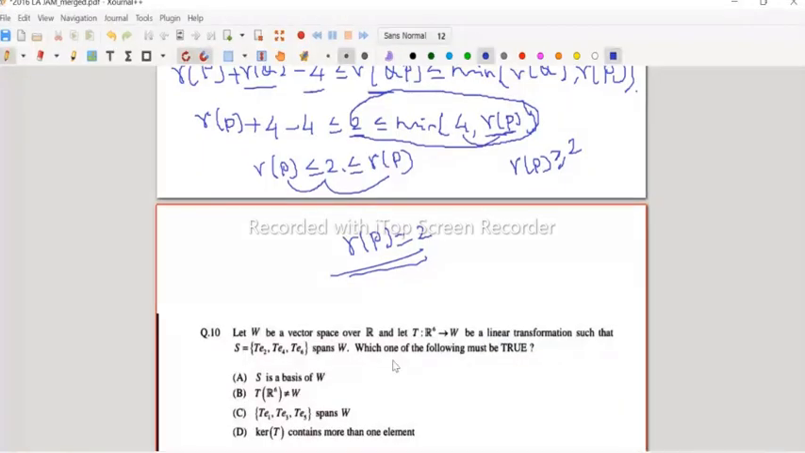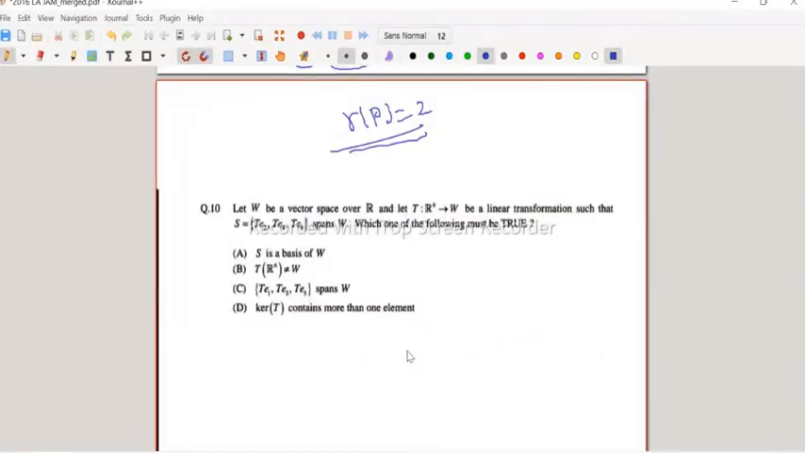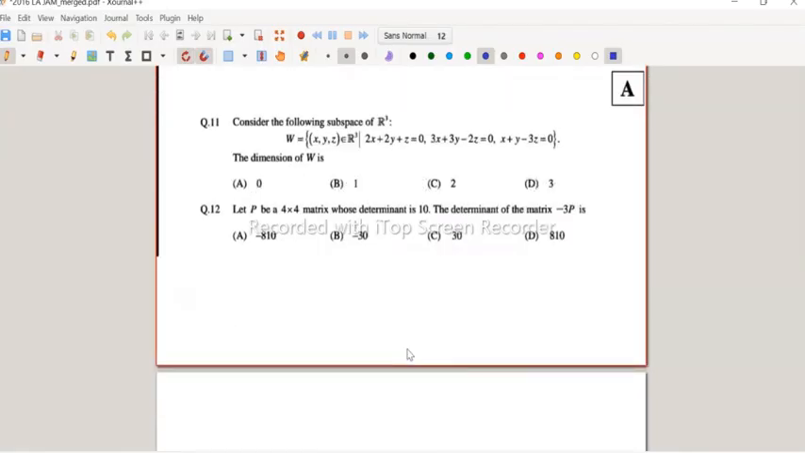Okay. Now look at this problem. Maybe we will come to this problem later, because we have to do some work first. Now look at this 11th problem. It is very simple. We have to find the dimension.